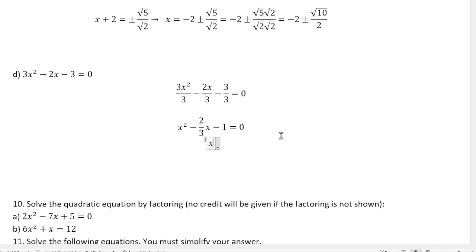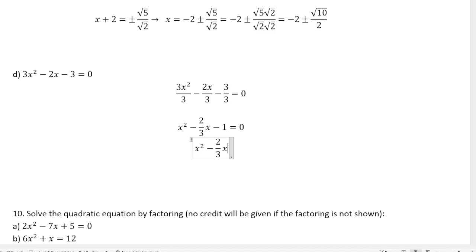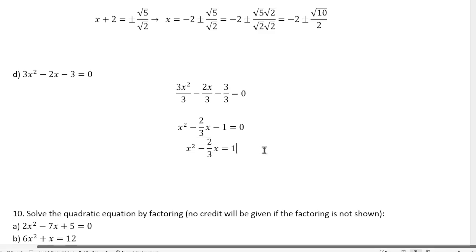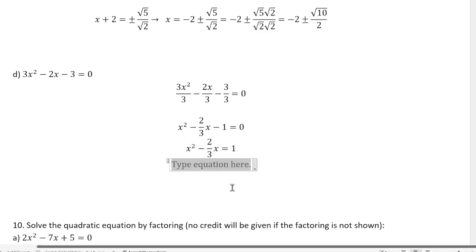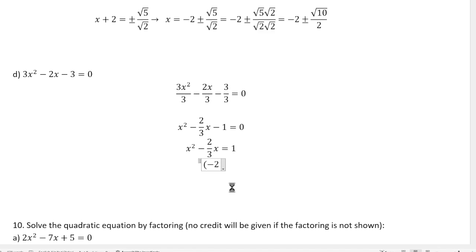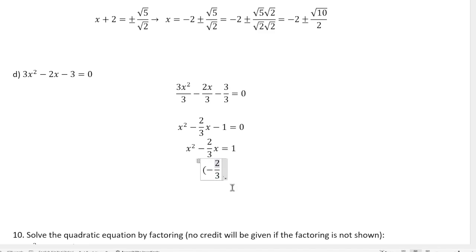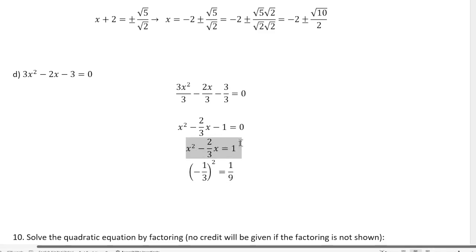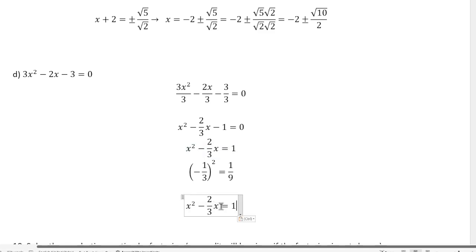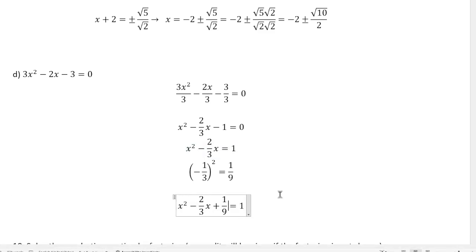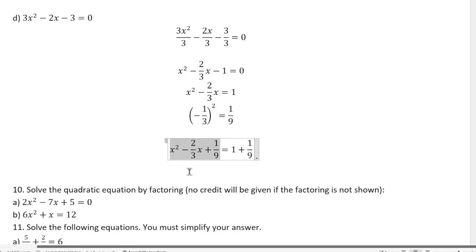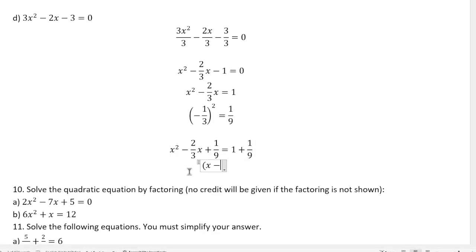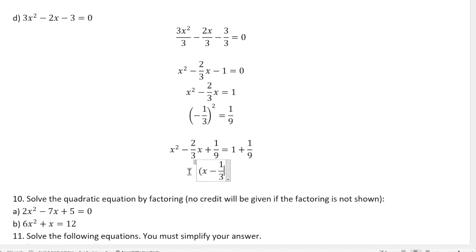Move the 1 to the other side. It's plus 1. And now you take half of 2/3. So you're going to do negative 2/3, but if you take half, that's like dividing 2 by 2, so you get negative 1/3 squared, which is 1/9. That's the number we have to add to this. So let's add 1 over 9 plus 1 over 9. And then this left side will now become a complete square, which is x minus 1 over 3.